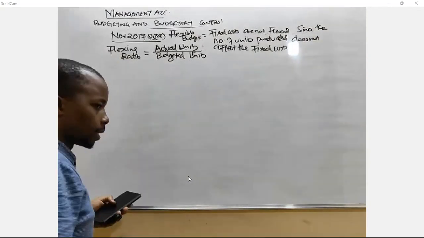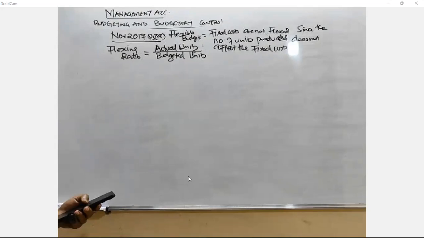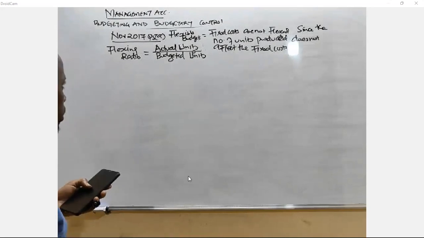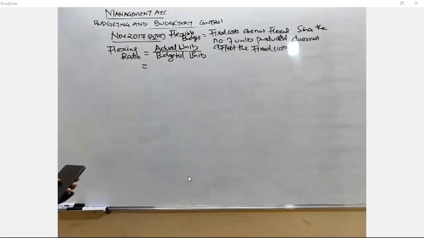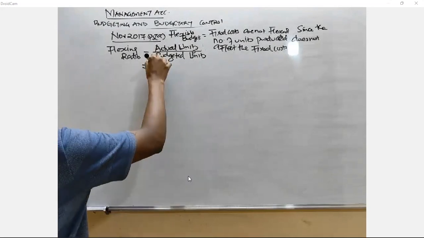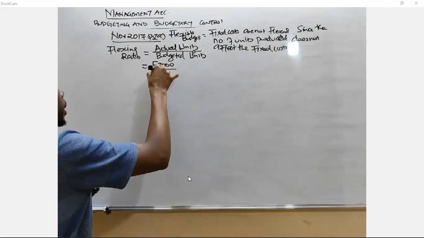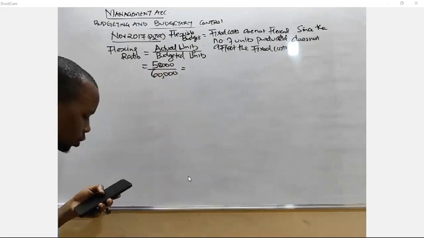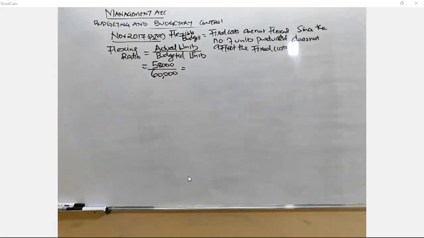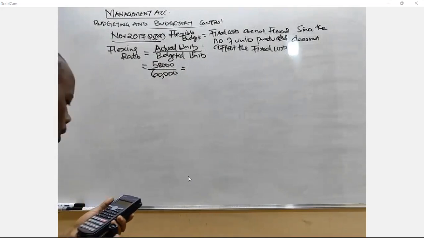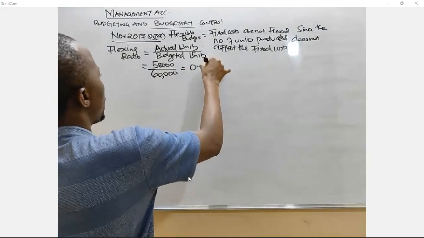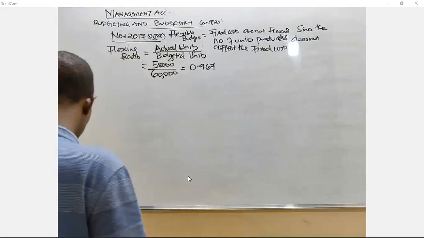Now, sometimes students might ask a very simple question there. The examiner has given you the sales in units and production. It means here we are going to be working with the sales. So the actual units, I can see they were 58,000. You divide by the budgeted, which was 60,000. So how much are you getting here? 58,000 divided by 60,000, we are getting 0.967.